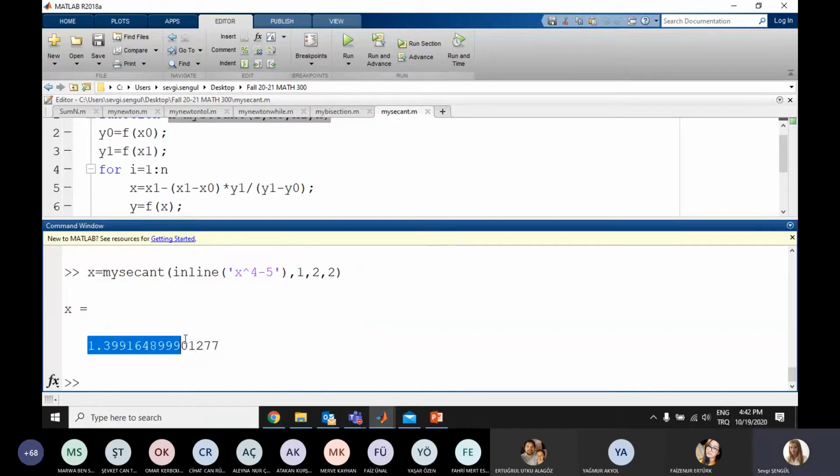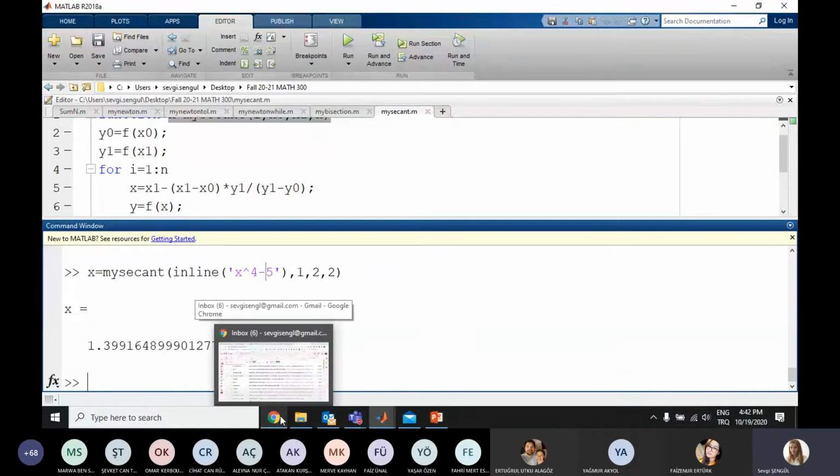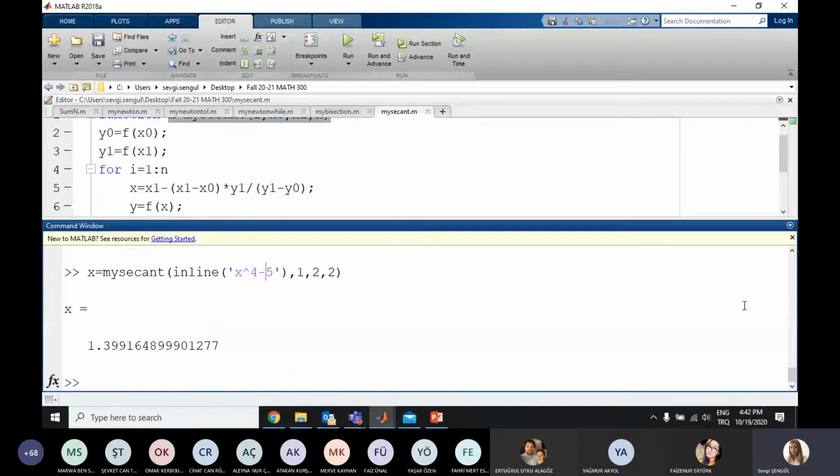Now it is giving you the answer. And what is the real answer for x to the 4 minus 5? 1.5, right? This is what we said. We already defined it in here. Check that. The real root is 1.5. Or you can check it here: it is 5 to the 1/4, which is 1.495. Exactly, this is the real one.